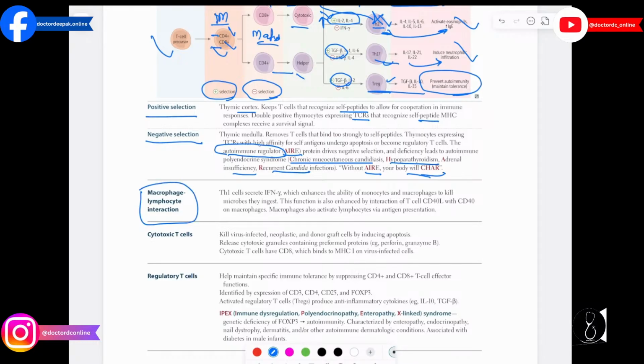Now lymphocytes are going to interact with each other. You guys already know that T helper cell is going to stimulate macrophages by interferon gamma. The interferon gamma is secreted by the T helper cell and enhances the ability of monocytes and macrophages to kill the microbe by ingestion. This function is also enhanced by interaction of CD40 ligand on T cells and CD40 on macrophages, and macrophages also activate lymphocytes via antigen presentation. Guys, these T helper cells are going to activate macrophages.